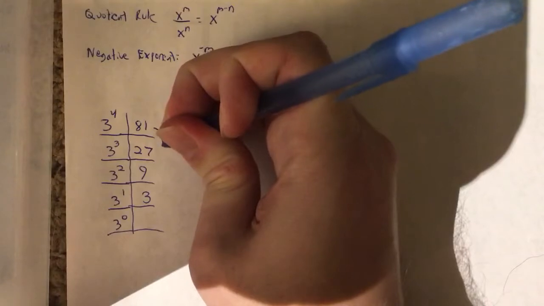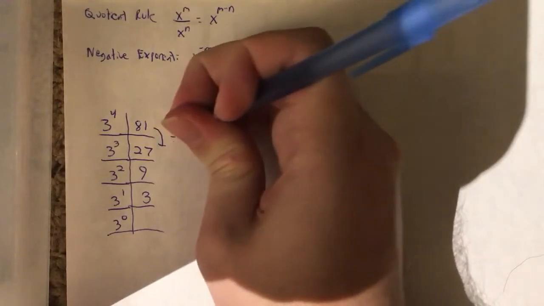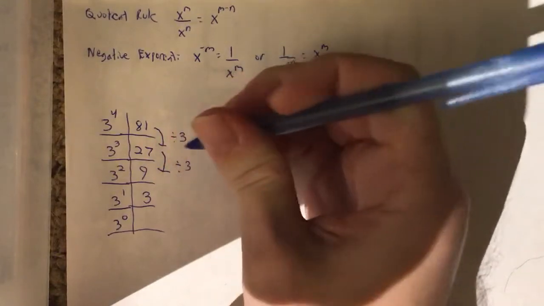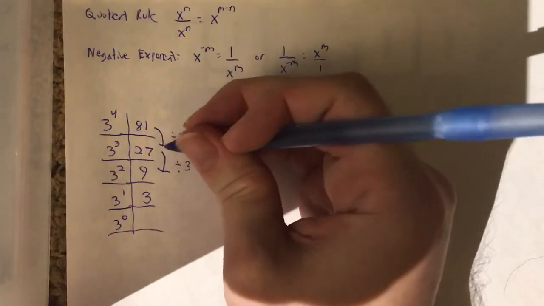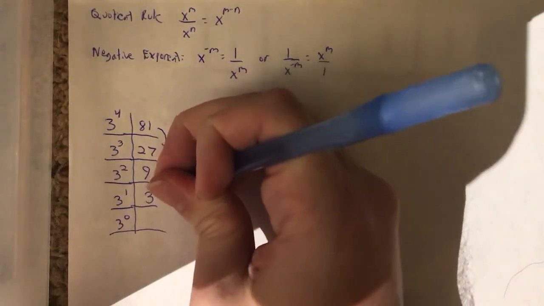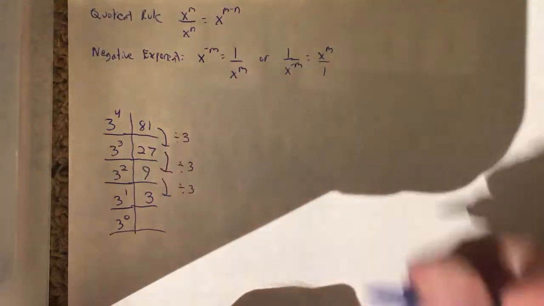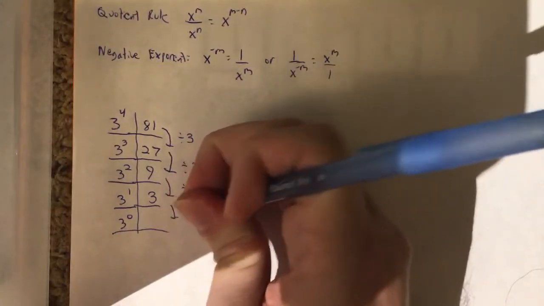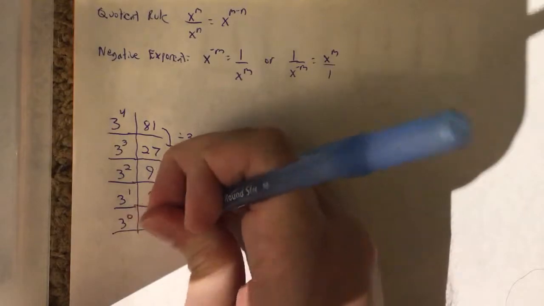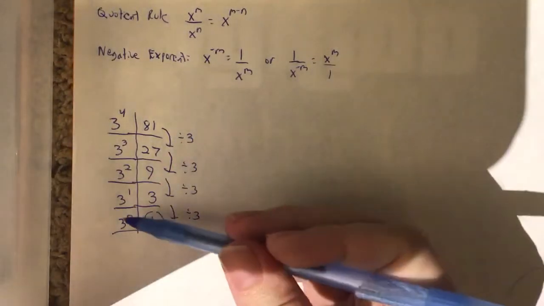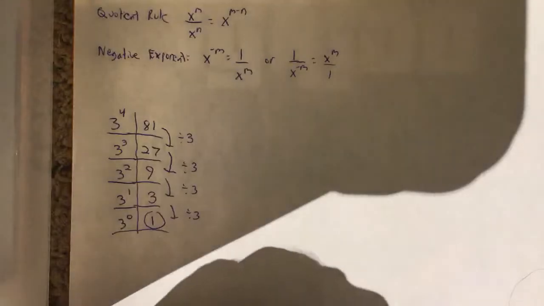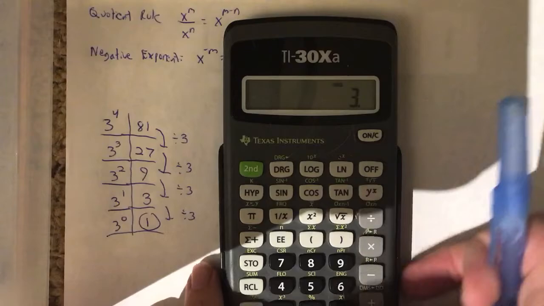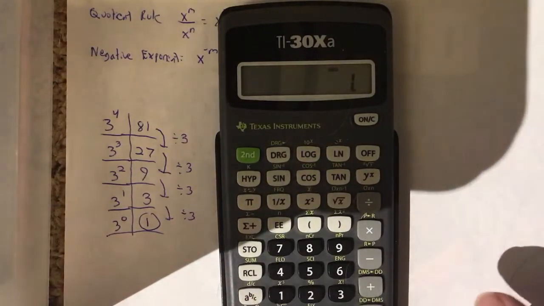To go from 81 to 27, I'm really just dividing by 3. 27 to 9, I'm dividing by 3 again. 81 divided by 3 is 27. 27 divided by 3 is 9. 9 divided by 3 is 3. So what do you think would go here? If I continue the pattern and divide by 3, I'm going to get 1, not 0. Some of you may have thought a number raised to the 0 power is 0, but it's really 1. And we can check this on the calculator. If I do 3, the y to the x button, and then hit 0, you get 1.